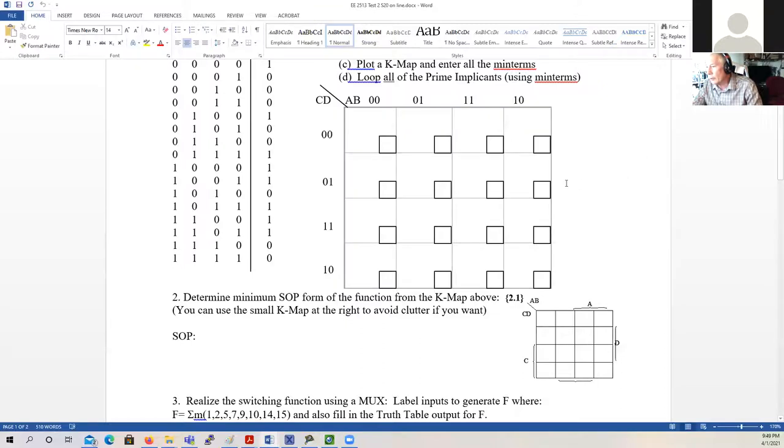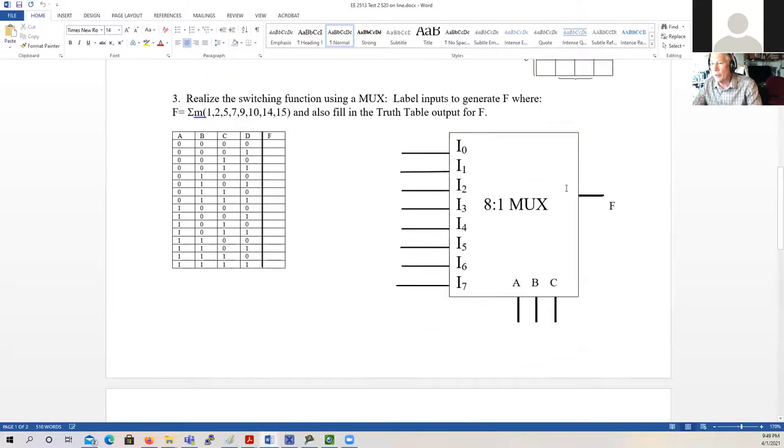So let's see. Problem 3. Let me see if I can find this. Let me get rid of this. I don't think this is correct. Oh yeah. Okay. Here we go.